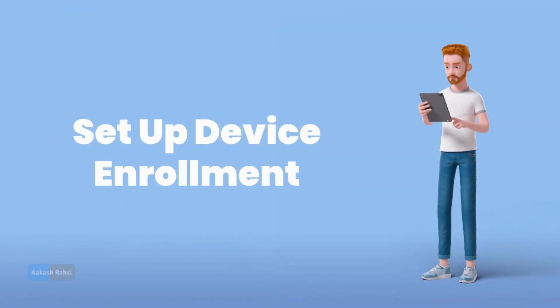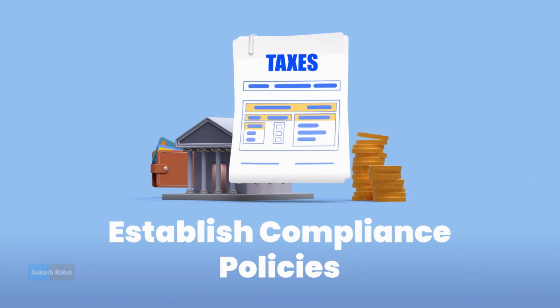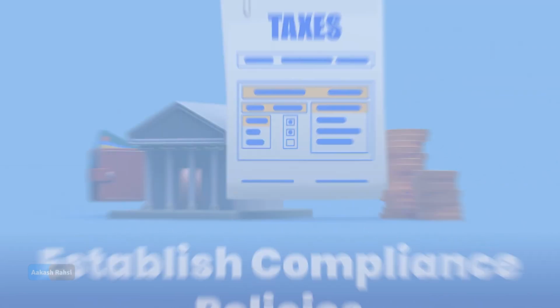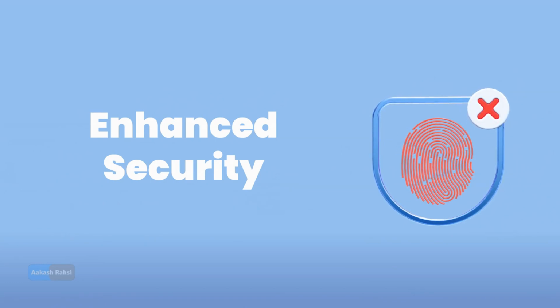Set up Intune for device enrollment by configuring enrollment restrictions based on your organization's needs. Create compliance policies by defining settings like password requirements and encryption. Intune enables advanced security controls like conditional access to restrict access based on compliance.